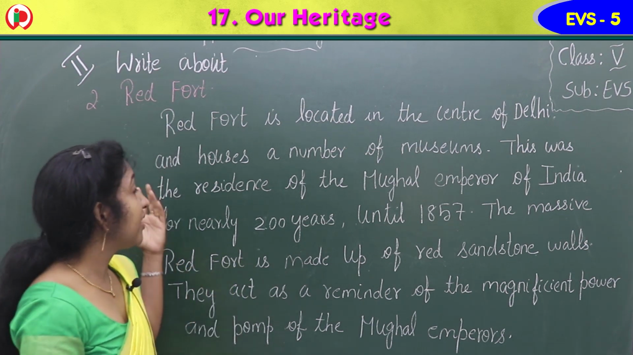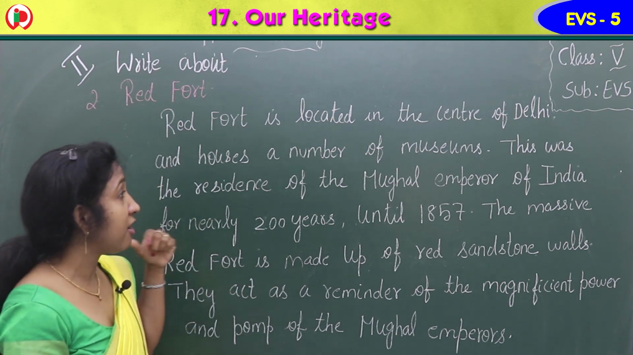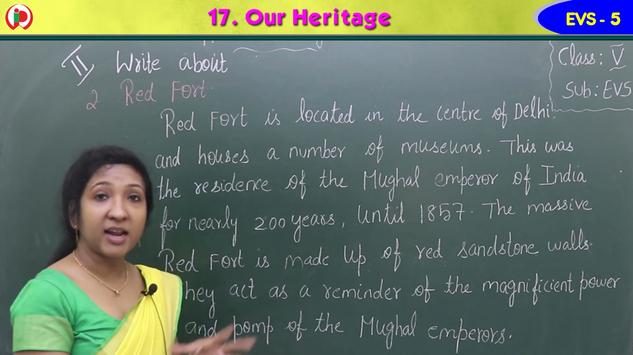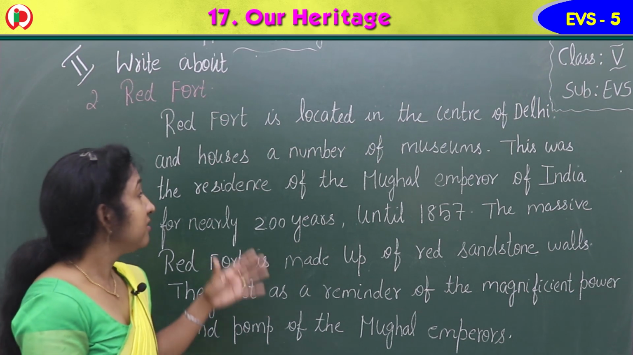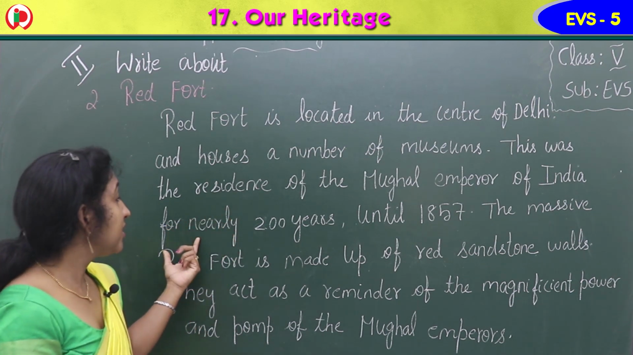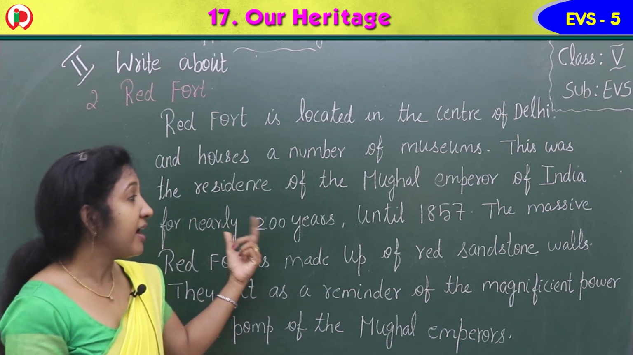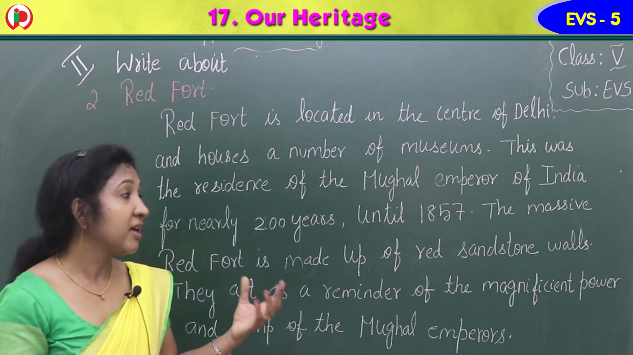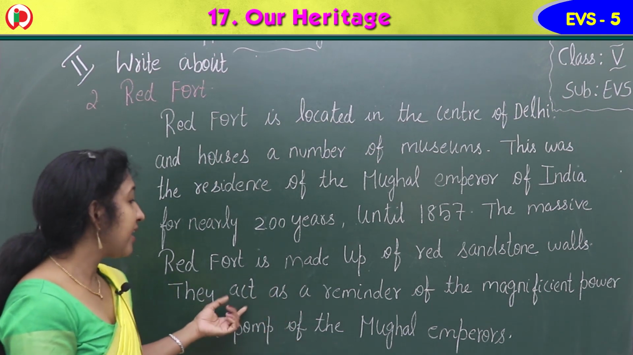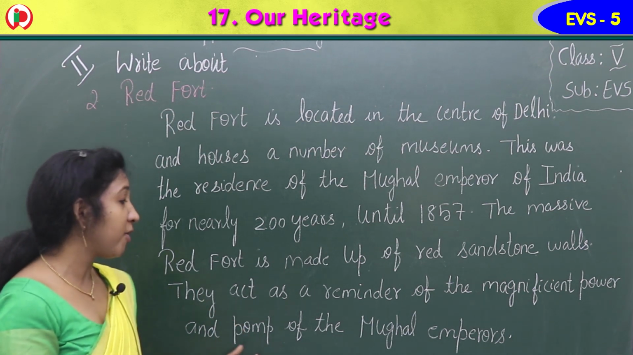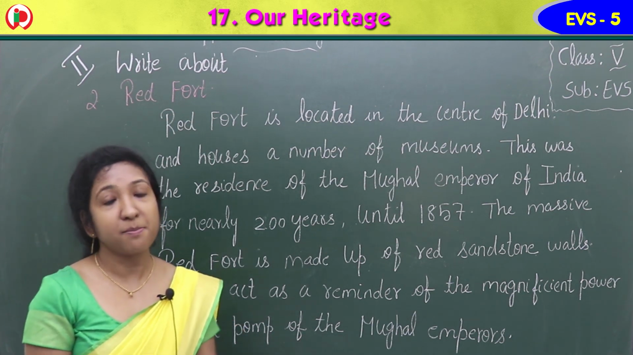So Red Fort is located in the center of Delhi and houses a number of museums. The cluster of museums is there. This was the residence of the Mughal Emperor of India for nearly 200 years until 1857. The massive Red Fort is made of red sandstone walls. They act as a reminder of the magnificent power and pomp of the Mughal emperors.